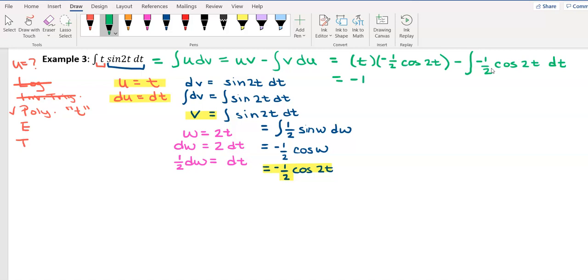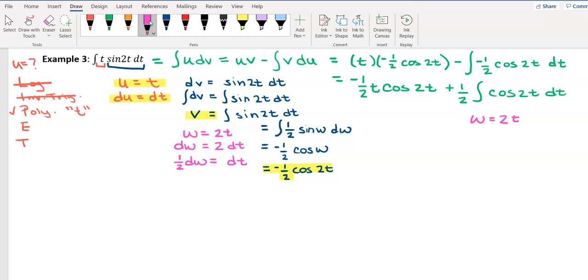So let's write that as negative 1/2 t cosine of 2t. I'm going to bring the 1/2 out and the negative out, so it's going to be plus 1/2 the integral of cosine of 2t dt. Now, I need to continue working on this integral on the right here because it's not just a simple one to do. We need to do u substitution again. And again, I suggest using a different variable, so I'll go back to w.